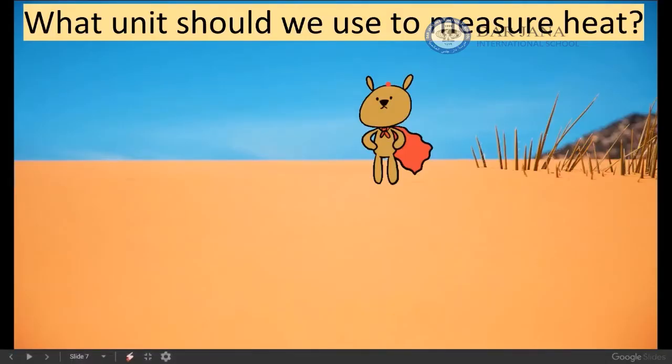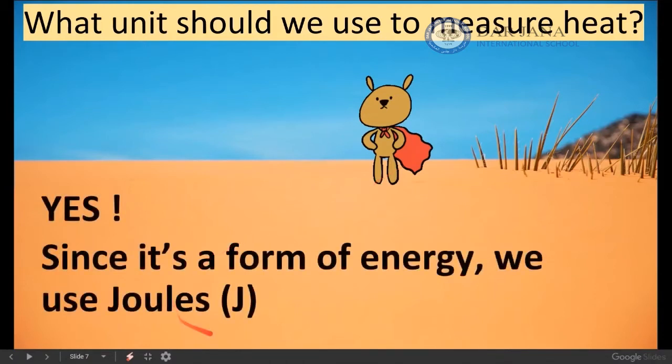What unit should we use to measure heat? Remember that heat is a kind of energy, so we use joules to measure it, just like any other form of energy.